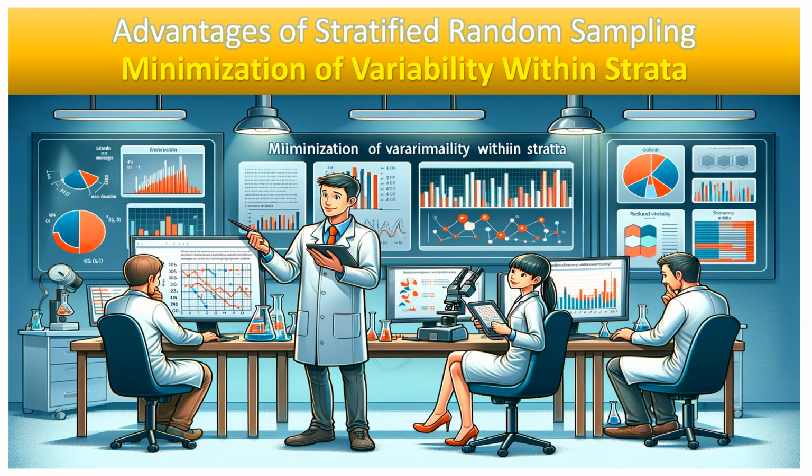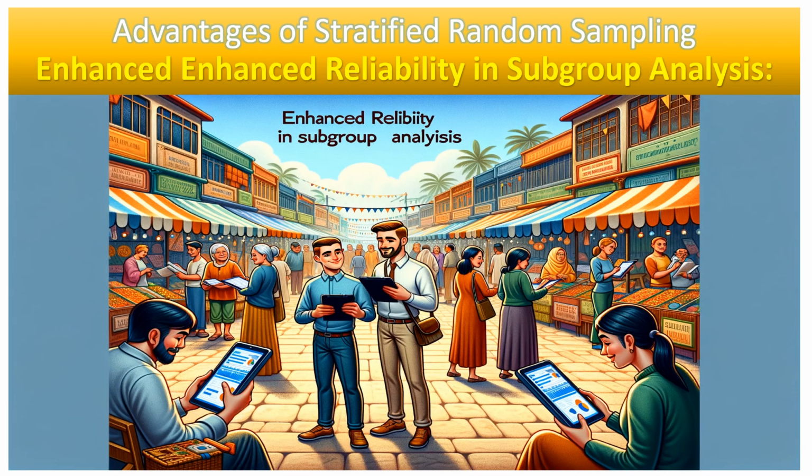Stratified random sampling minimizes the variability within each stratum by grouping similar elements together. Since each stratum is more homogeneous compared to the entire population, the variability within these groups is lower. This reduction in internal variability leads to more precise estimates of the population parameters, thereby reducing the overall sampling error. By creating strata that are internally consistent, this method allows for more reliable and accurate analysis of each subgroup.